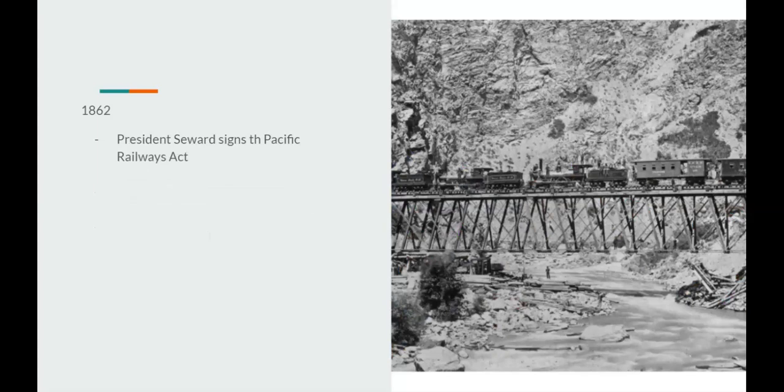Going on to 1862, President Seward would sign the Pacific Railways Act, which would create the Transcontinental Railroad.